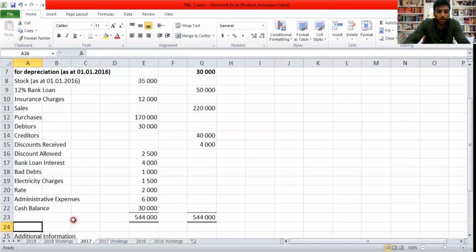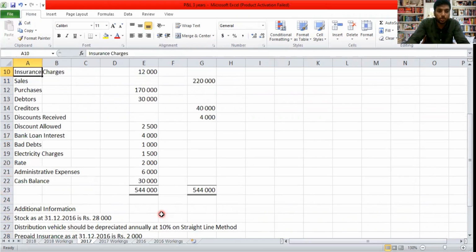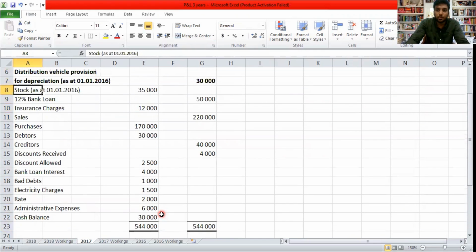So we are moving on again into the trial balance of 2017. Prepaid insurance is an amount you have paid in advance. That amount you can't keep in profit and loss account. If you have paid insurance in advance, you need to remove that advance amount and transfer it to the current asset. So we are going to remove 2000 from insurance. Insurance is a day-to-day expense, essential for the day-to-day operation. So insurance should be deducted by 2000 because it's a prepaid expense. If it is an accrued expense, add it back to the expense. If it is a prepaid expense, you need to remove it.